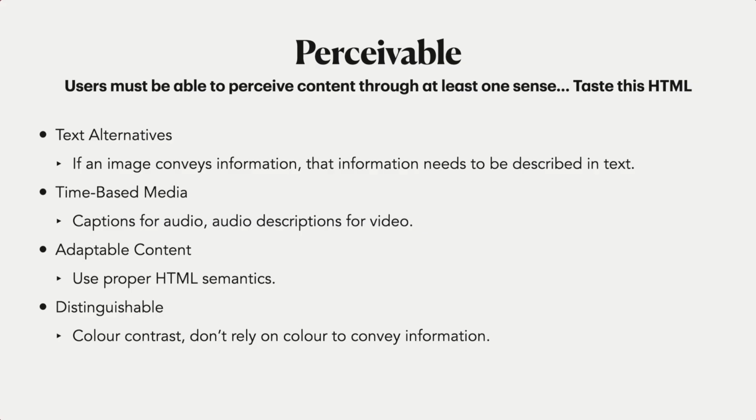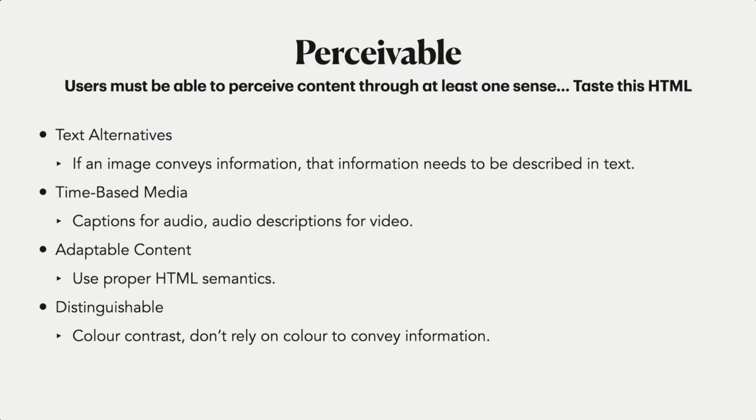WCAG breaks perceivability down into 4 areas. The first is text alternatives. Any non-text content, including images, icons, buttons that use pictures instead of words, all need to have a text alternative. The most common example is alt text on an image tag in HTML. A screen reader will read that alt text aloud to a user who can't see the image.